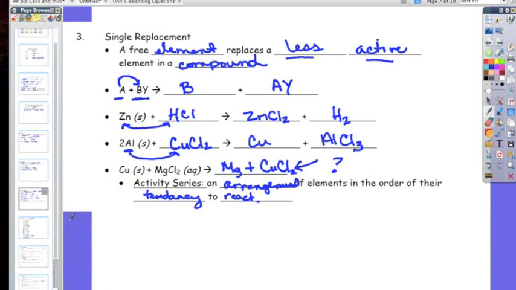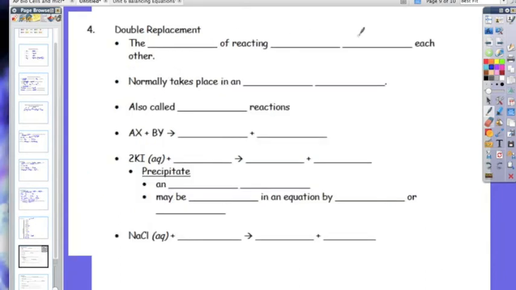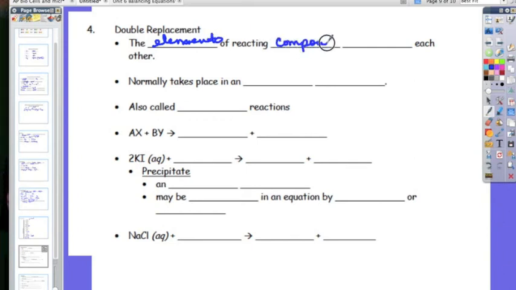Okay, so that takes us through the first 3 types of reactions. Now let's look at the last 2, which is double replacement. And single replacement, one thing reacted and replaced the other thing. And with a double replacement, 2 things need to replace each other. So for a double replacement, the elements of reacting compounds replace each other. So in this one, you need to have 2 compounds.